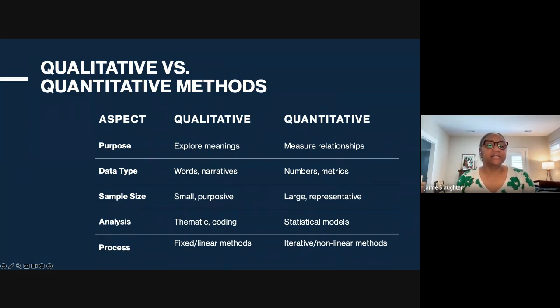In terms of the data types, right? Qualitative is about words and narratives and pictures, whereas quantitative is numbers and metrics. And then I think most importantly is thinking about the process, where qualitative, actually I have these kind of swapped, in that qualitative is actually iterative and nonlinear methods, and quantitative is fixed and linear methods. So just a little error to note on that slide.